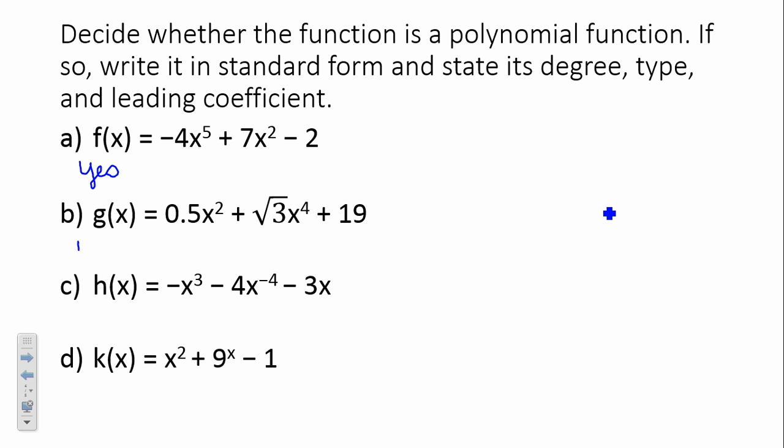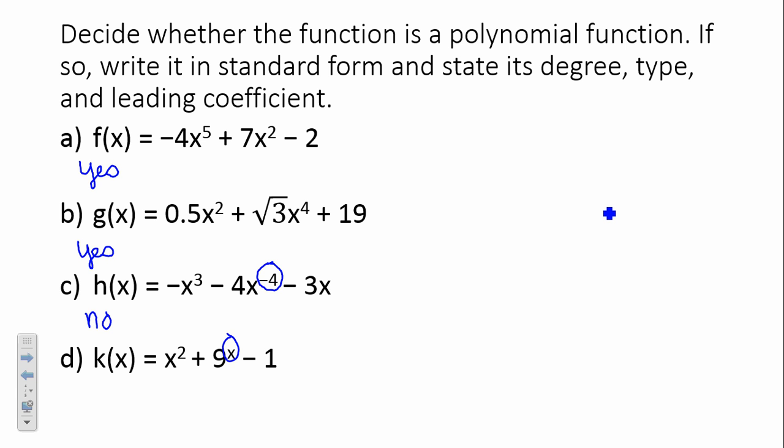So this one is. But how about this one? Letter C. No, why not? Because it has a negative exponent. Okay? So with our polynomial functions, we have to only have positive exponents, and they have to be numbers. They can't be negative exponents. So this one's not a polynomial. How about this one? No again, right? Why?